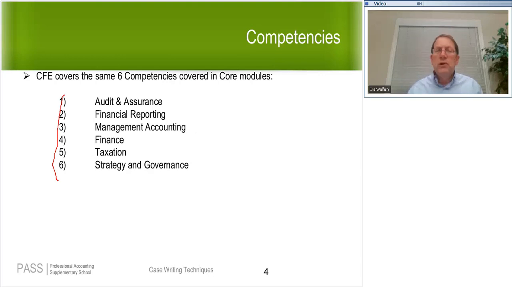IT, information technology, does not have a separate competency. It comes up, it's in the competency map. Where's IT going to come up? Probably assurance or maybe management accounting.